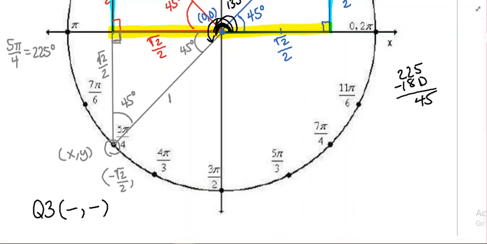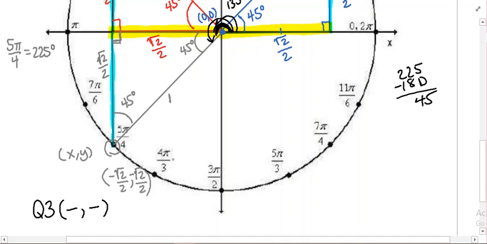And then finally, you're going to go from here to here to get to your point. You have to travel this vertical distance. It is also equal to the square root of 2 over 2. In the third quadrant, this y coordinate has to be negative. So there are your coordinates for the point at 5 pi over 4 or 225 degrees: negative square root of 2 over 2, negative square root of 2 over 2.